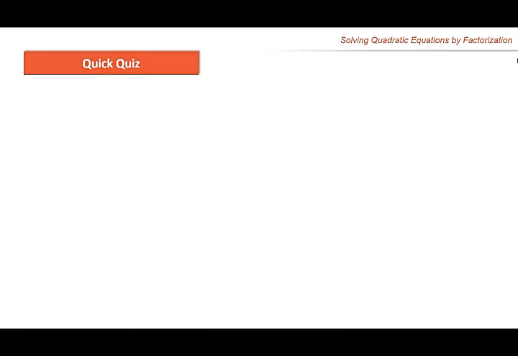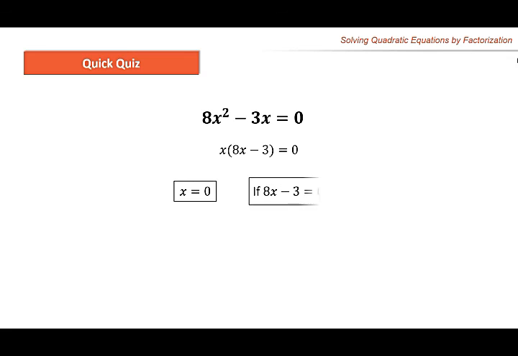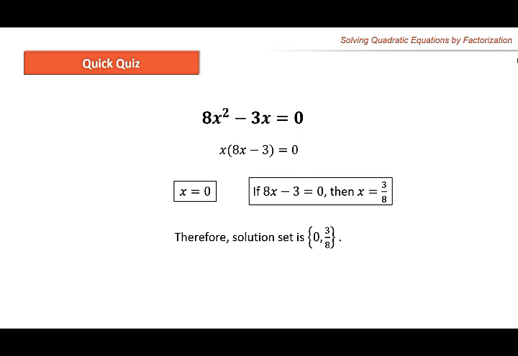Let us try a quick quiz. The first step is to bring out the x so that we end up with x times 8x minus 3, like this. Then, either x is equal to 0 or 8x minus 3 equals 0, which will give us x equals 3 over 8. Therefore, our solution set is 0 and 3 over 8.